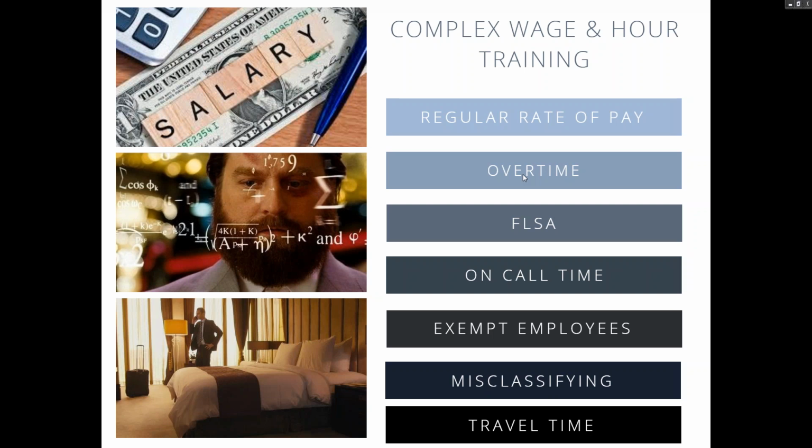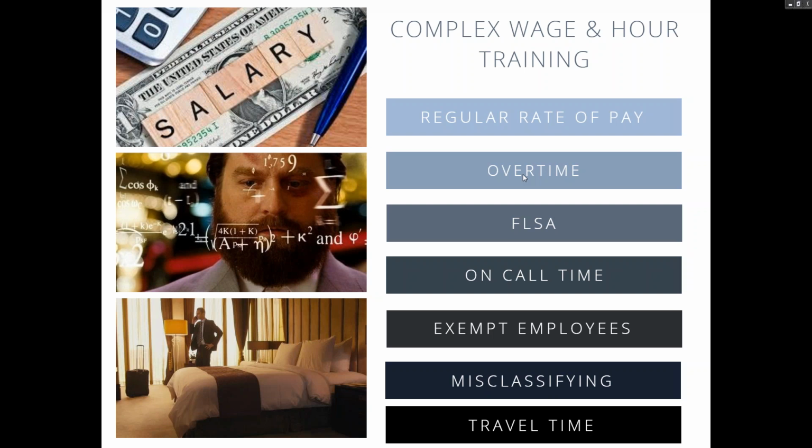So we're going to talk about a lot of these other issues like regular rate of pay and calculating regular rate of pay, because it's complicated and because a lot of companies still mess it up, and a lot of payroll systems aren't sophisticated enough to handle it. We really need to make sure that we have a full understanding of how to calculate and what is the regular rate of pay. We're going to talk about overtime within that framework.